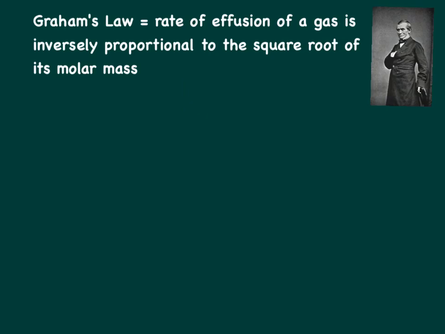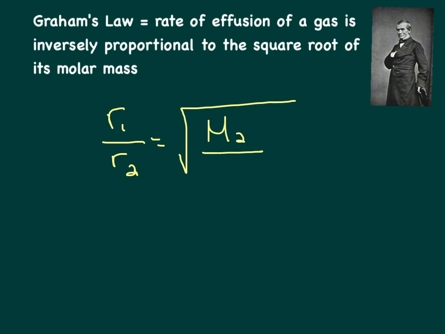Mathematically, we would express that as R1 over R2, and these are the rates of diffusion of the first gas and the second gas, is equal to the square root of the molar mass of the second gas divided by the molar mass of the first gas.